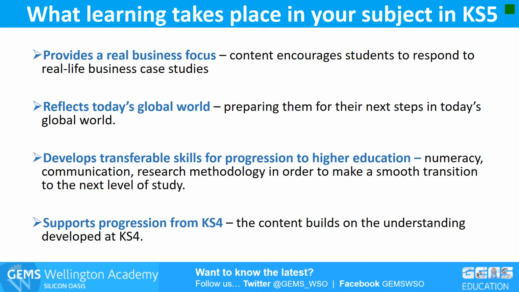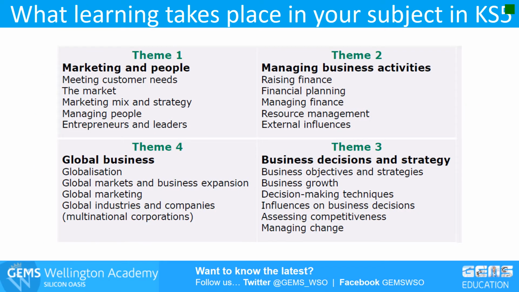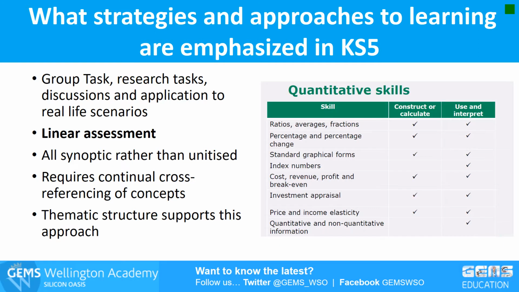Students having studied GCSE business, the content will build on that understanding that they have developed at Key Stage 4, but equally the way the course is set up, it is entirely accessible for those who may not have studied at GCSE level. Learning that takes place in A-level business studies is structured into 4 clear and coherent themes. Building on any learned knowledge at Key Stage 4, it develops those quantitative skills, extended writing, and the independent research.